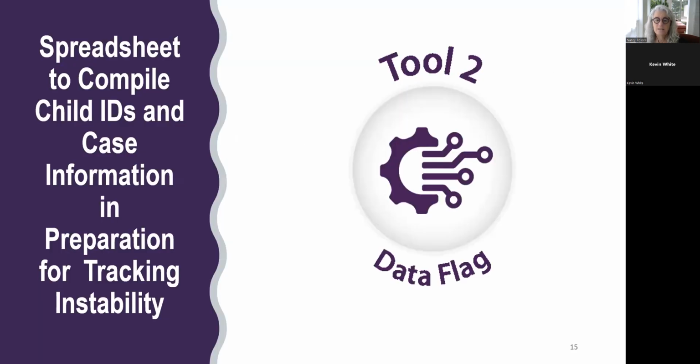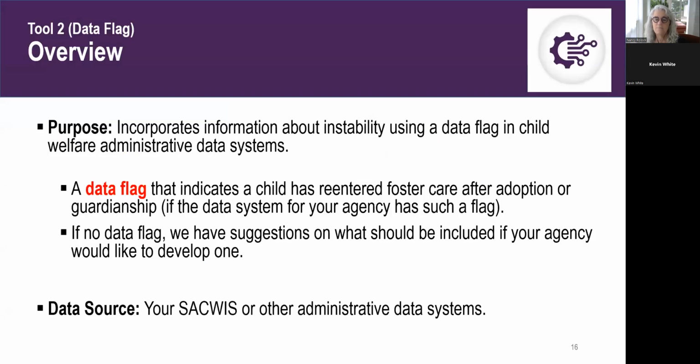Tool 2 is titled Spreadsheet to Compile Child ID and Case Information in Preparation for Tracking Instability. We refer to this as Tool 2 Data Flag. Next. This slide provides an overview of Tool 2.